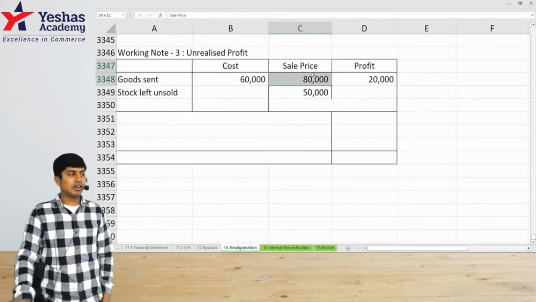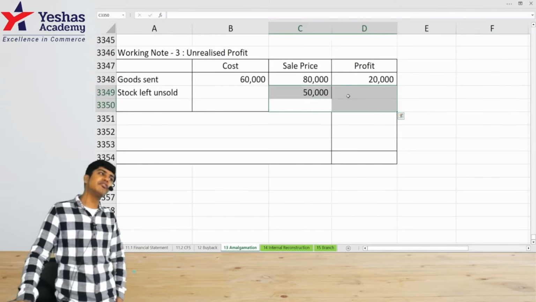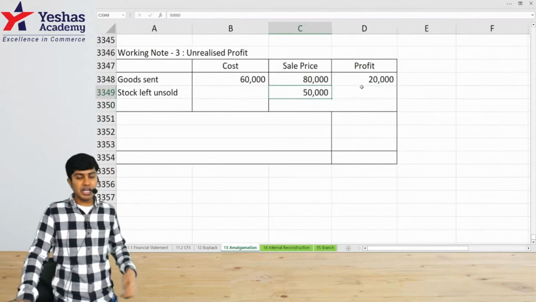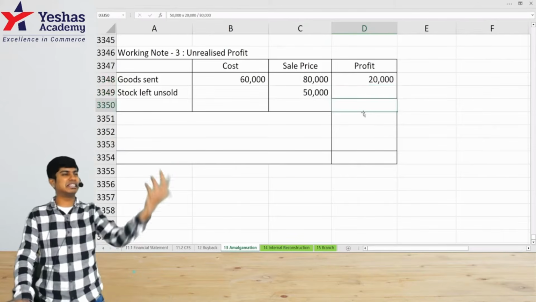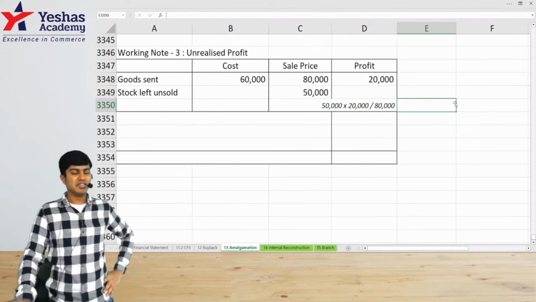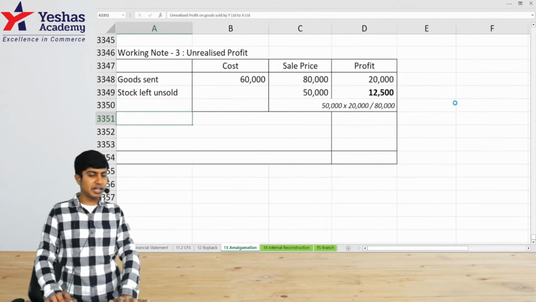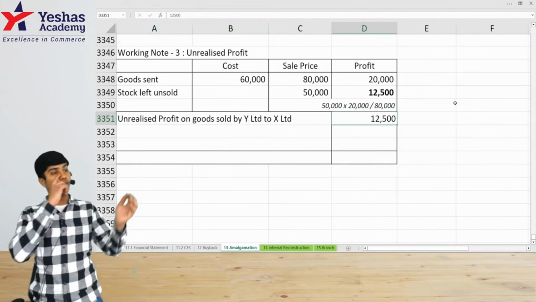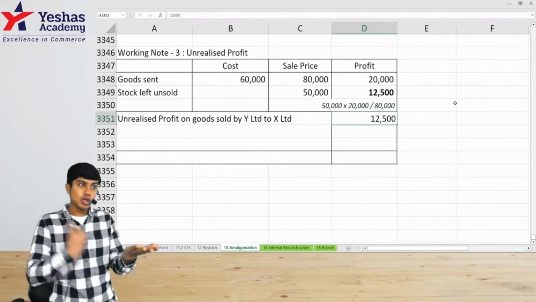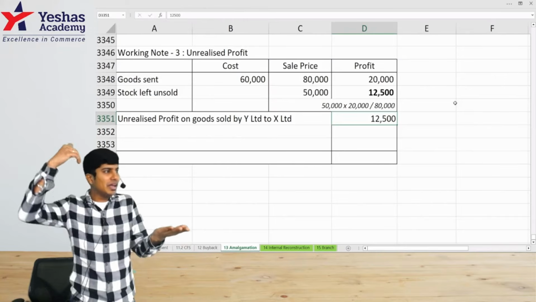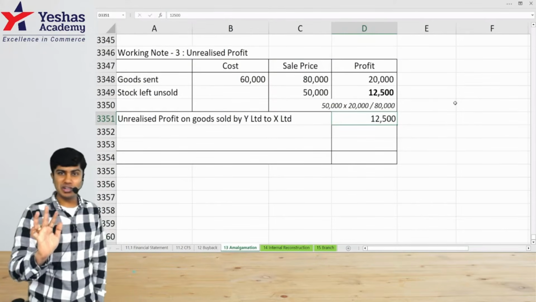If 80,000 worth of goods sell, you make 20,000 profit. On 50,000 worth of goods, how much profit will you make? 50 into 20 divided by 80. If you want, I can identify profit percentage and then apply. But this is easy. 50 into 20 by 80. What do we get? 12,500 is the unrealized profit to Y Limited on the goods sold by Y to X. By Y to X sale only, unrealized profit 12,500.